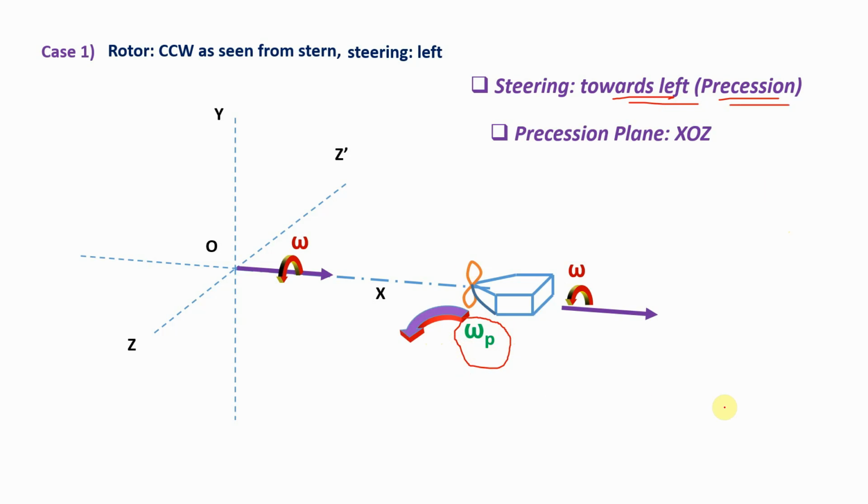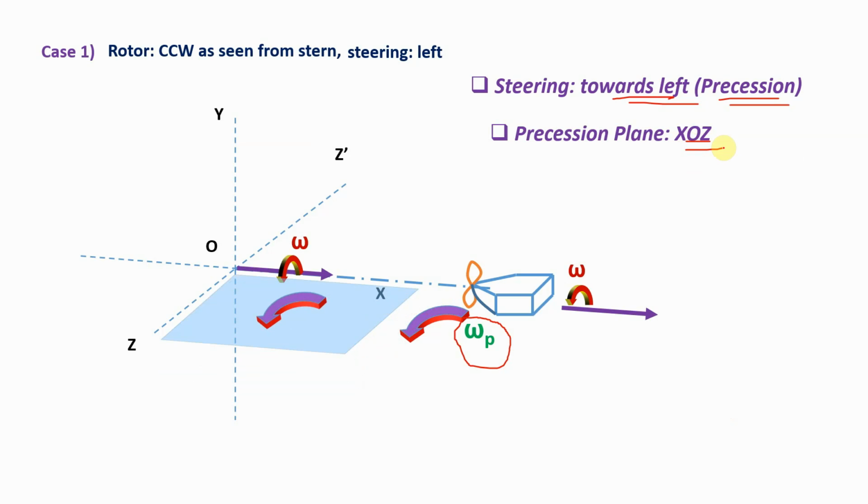Now the plane in which the ship is steering towards left is the horizontal plane XOZ. So XOZ becomes the precision plane because steering is the precision motion. So we identify the plane of precision, and it is XOZ. Ship is steering in horizontal plane XOZ.